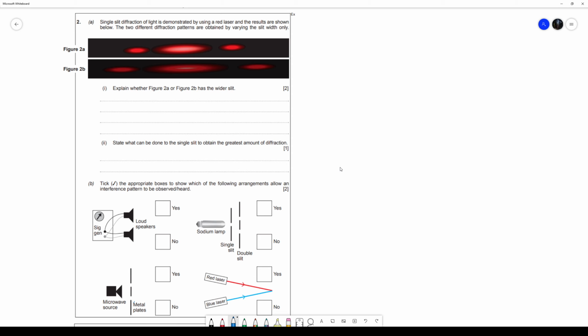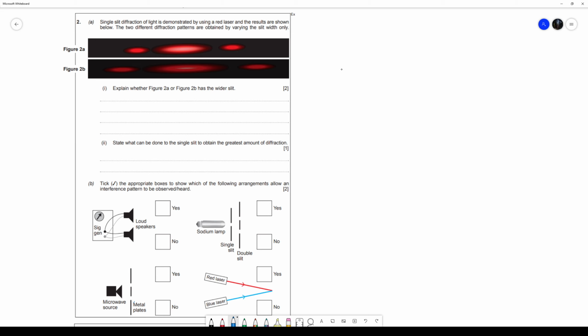Right, so this question caught my eye. It's the second half of it that I find interesting, but I'll go through it from the start and I'll try my best to explain what I'm doing. So we've got a single slit, two pictures obtained by varying the slit width only, so the same wavelength used in each of these. Explain whether A or B has the wider slit.